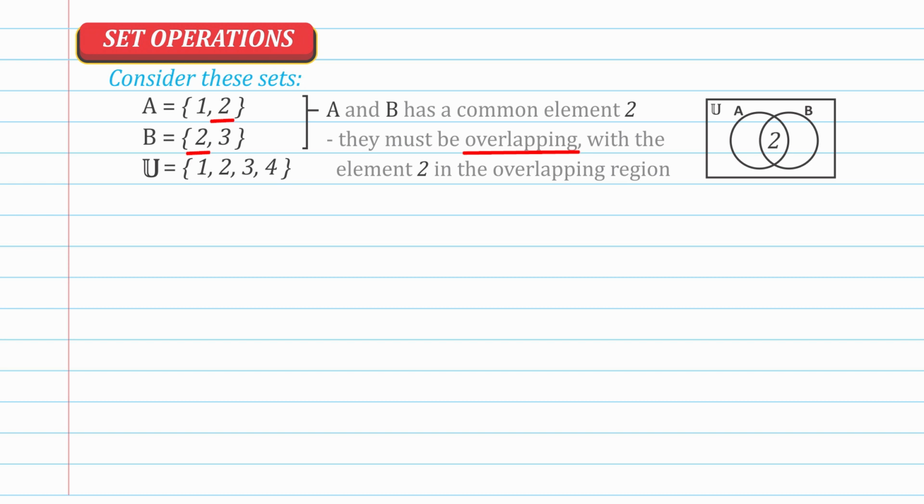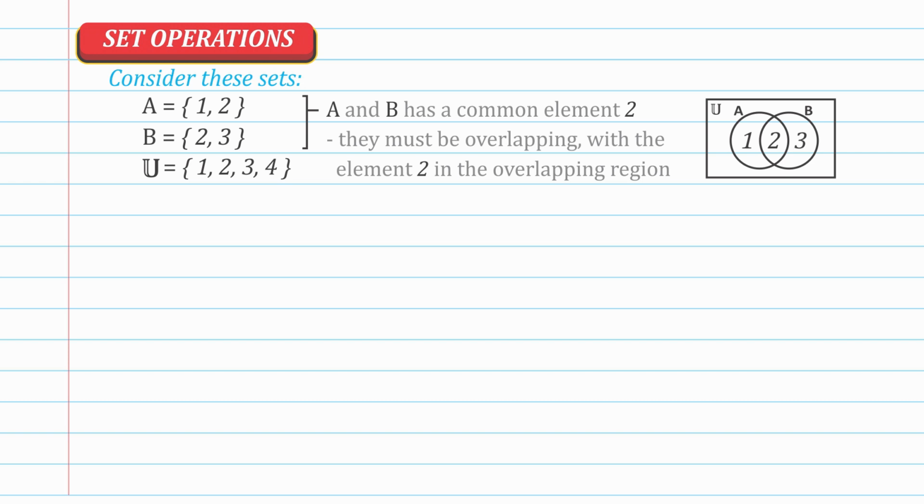Since ang elements ng set A contains 1 and 2, the element 1 should also be inside circle A. Therefore, it should be here in this region. Similarly, since ang elements ng set B contains 2 and 3, the element 3 should also be inside circle B din. Therefore, it should be here in this region.